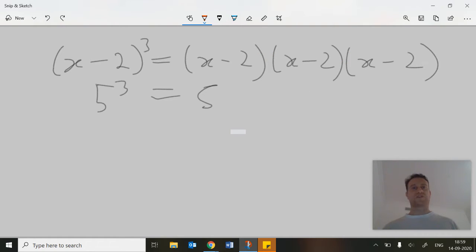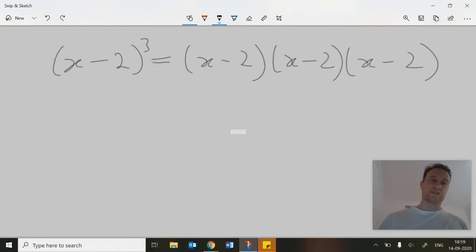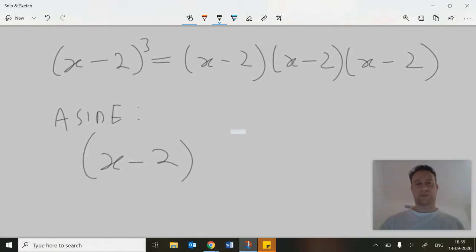Okay, so where we're going to start here is, well, BIDMAS would tell us to do the brackets first, but you can't simplify x minus 2. So we're going to times 2 of the brackets together and see where we get. So timesing 2 of the brackets together, I'm just going to do a little bit of working out aside. You can always do this on your exam paper. x minus 2 times x minus 2. And then I know that that gives me the first 2 times together.